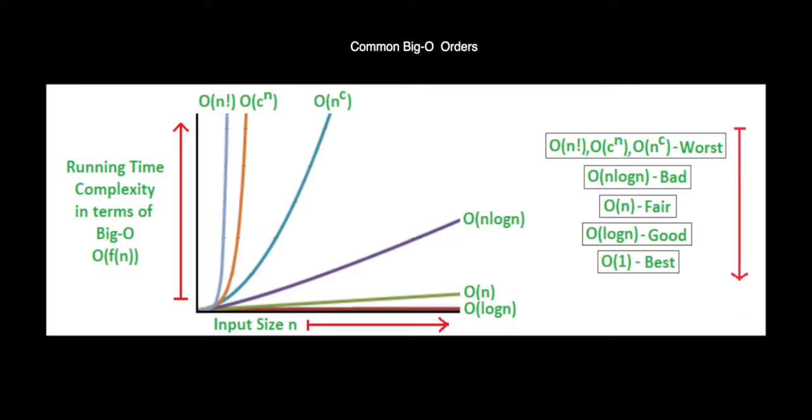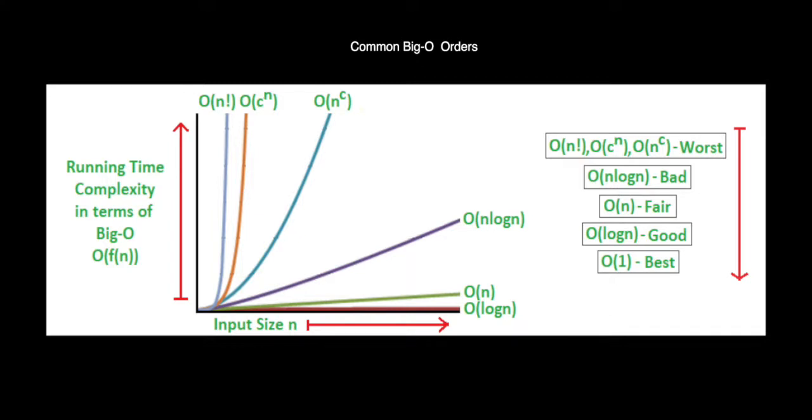We are going to talk about the common big O orders. These are the orders you will see in the following examples. Starting from left to right, O of n factorial is considered the worst running time ever. If your algorithm runs in n factorial, you should redesign your algorithm and try to enhance it as much as possible. O of c to the power n and n to the power c are the next worst running time complexities. These are exponential running times.